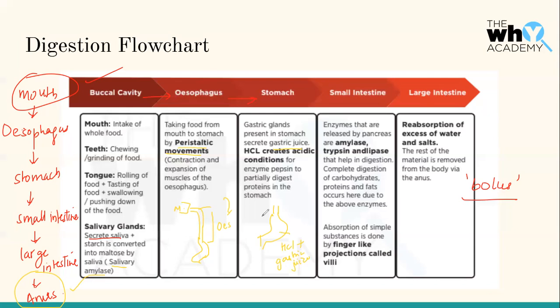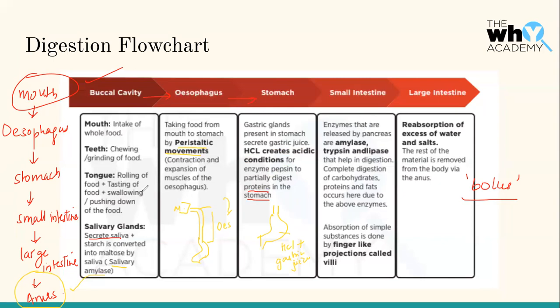So once it goes to the stomach, the stomach has a mixture of HCl and gastric juices. The HCl, being an acid, creates the acidic conditions. And you have enzymes known as pepsin, trypsin. All these are enzymes. Pepsin partially digests the proteins in the stomach. Let me remove all this highlighting. So partial digestion of proteins happens in the stomach.